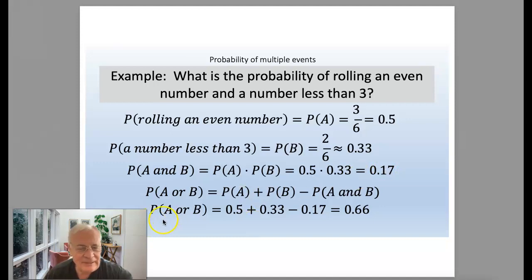So the probability of rolling either an even number or a number less than 3 is 1/2 plus 1/3, and then you subtract the 1/6. All right, you end up with 66%. And guys, we'll go through that. It's the first time you've seen it. It's a little complicated. It's okay.